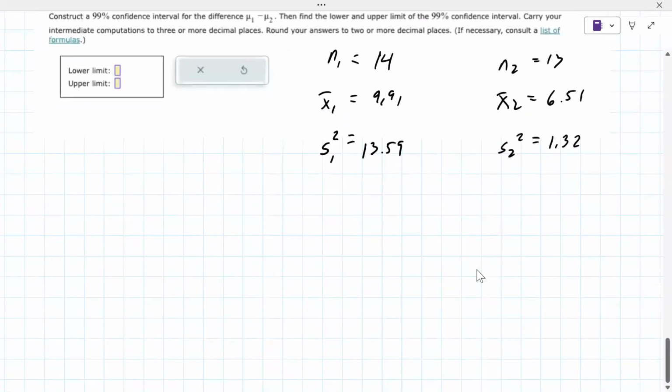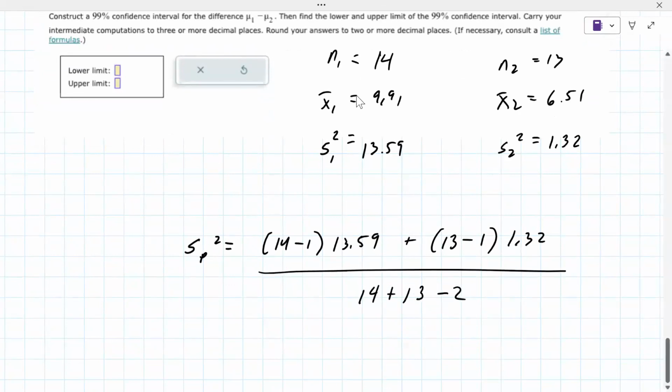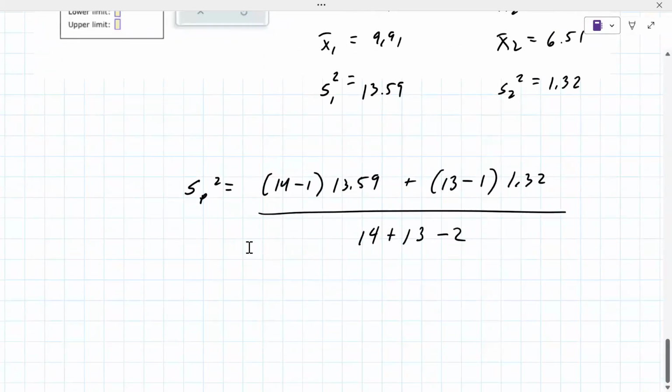So we have to do this SP calculation. This SP squared is N1 minus 1 times the variance. So I'm not squaring this one because it's already squared. Plus 13 minus 1 times 1.32, same thing. And then that's where I made the mistake last time. It's N1 plus N2 minus 2. Okay, so we got to get this number.